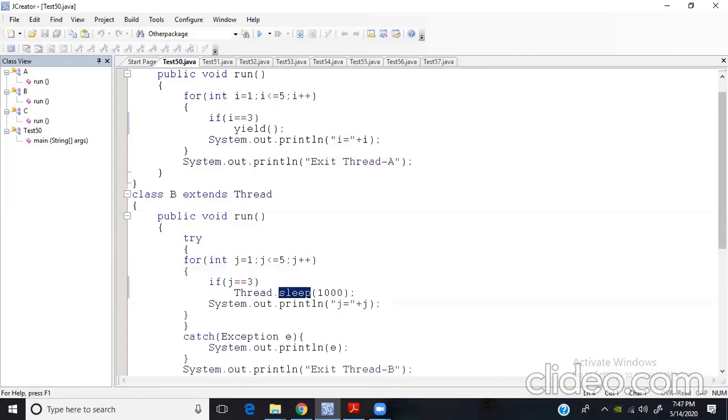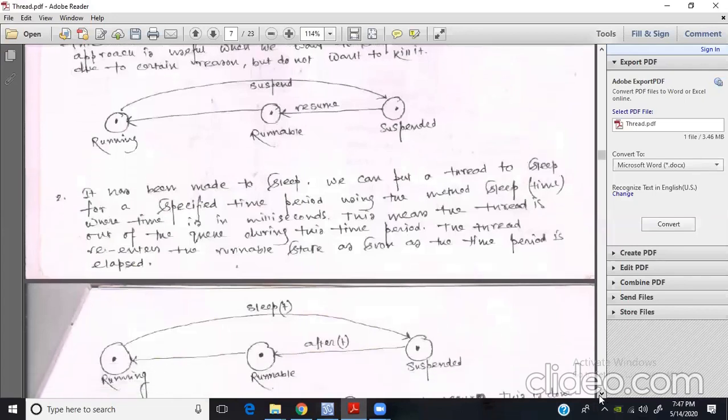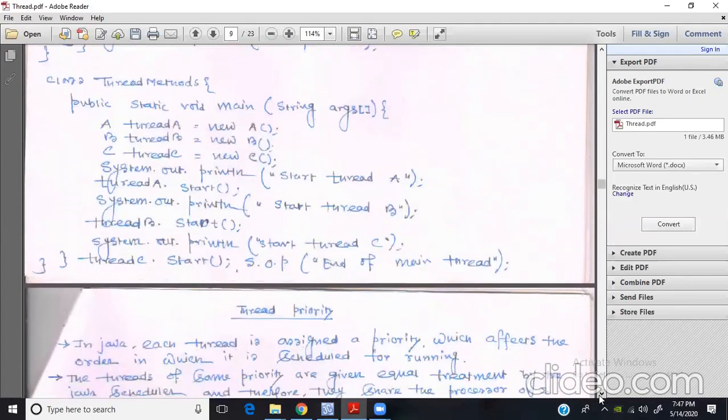So this is the implementation of the yield method and the sleep method. Probably you can understand this. One is for moving a thread from running state to runnable state, and another method is used to block a thread, that is, to move a thread from running state to blocked state. Fine. So this is the program that I just discussed.